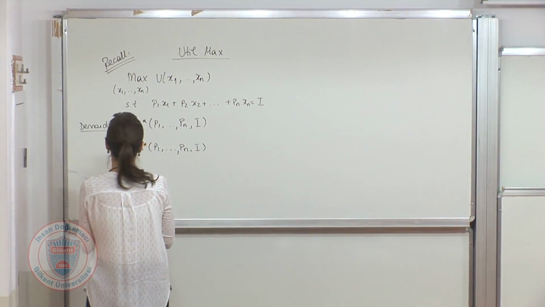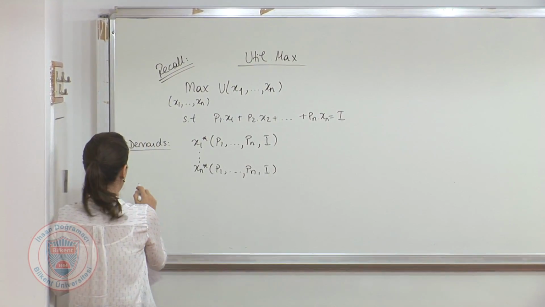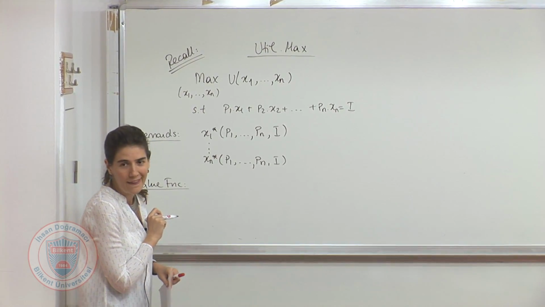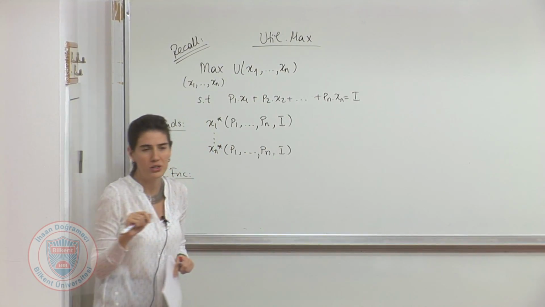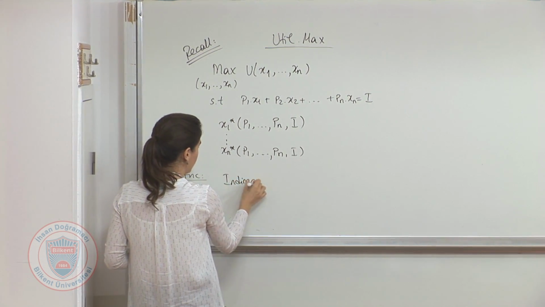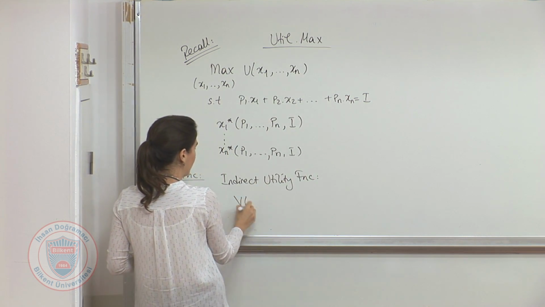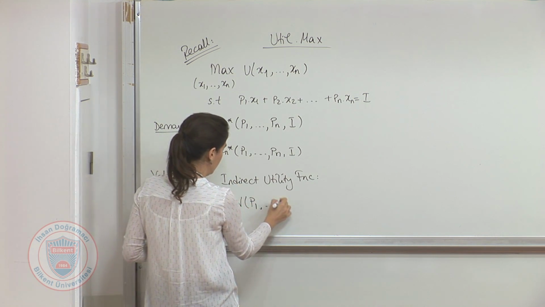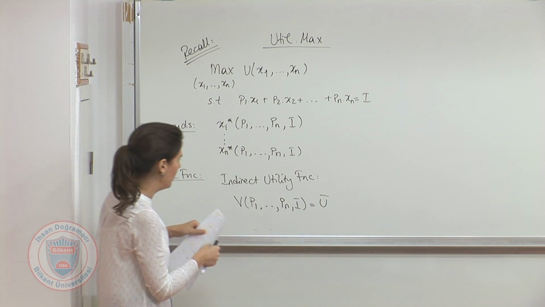When we put these demands back into the objective function, we get the value function. It's called the indirect utility function, and we called it V. V was a function of all the prices and income. And suppose this value is U bar.